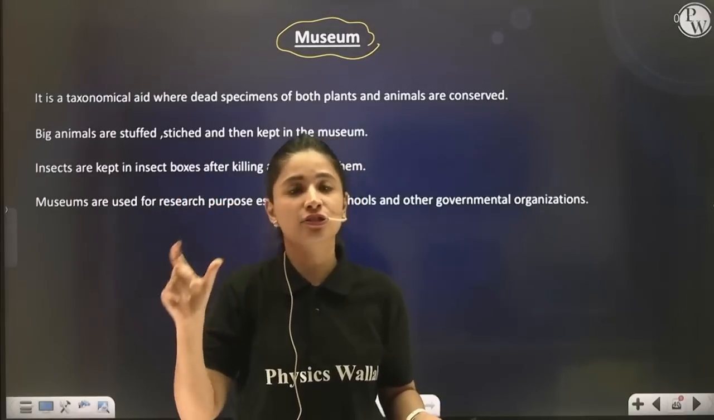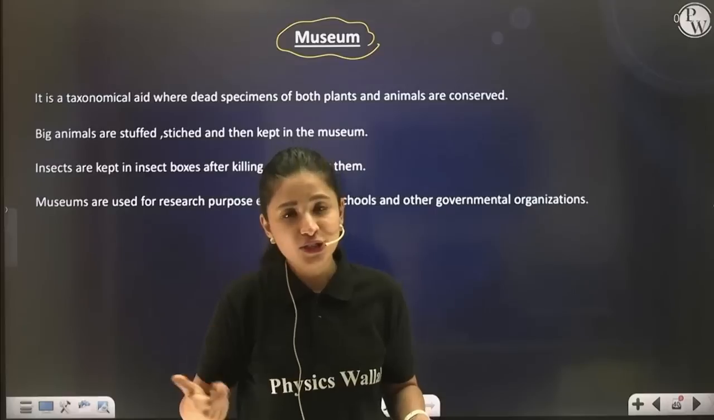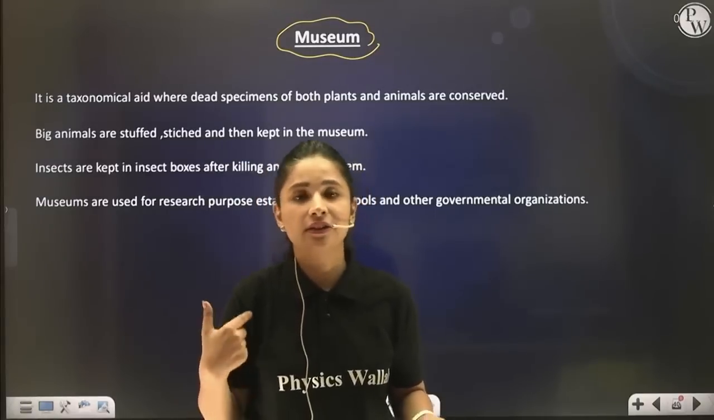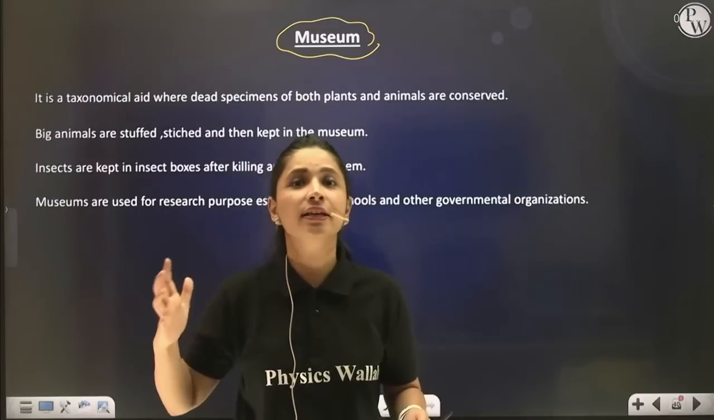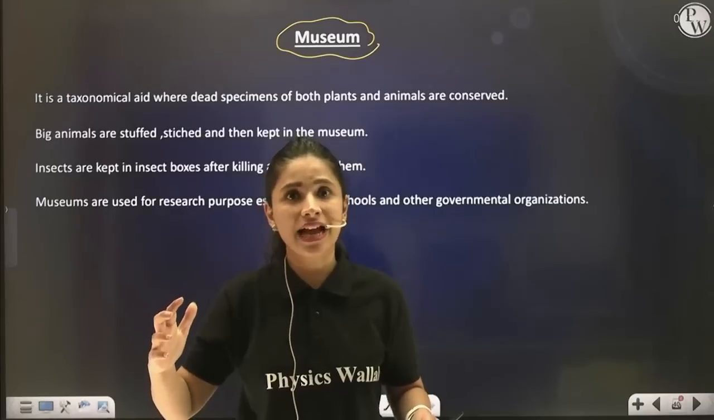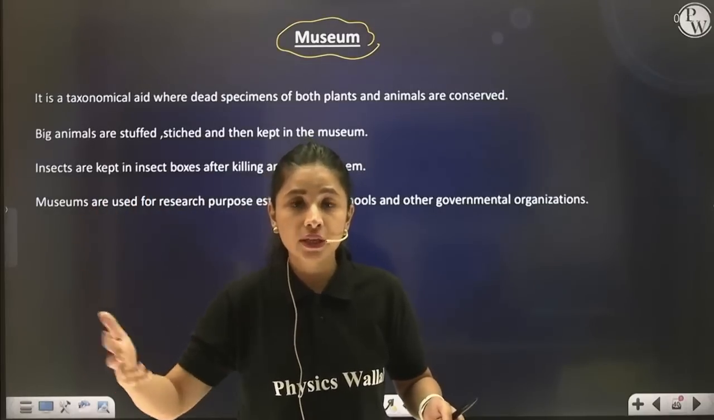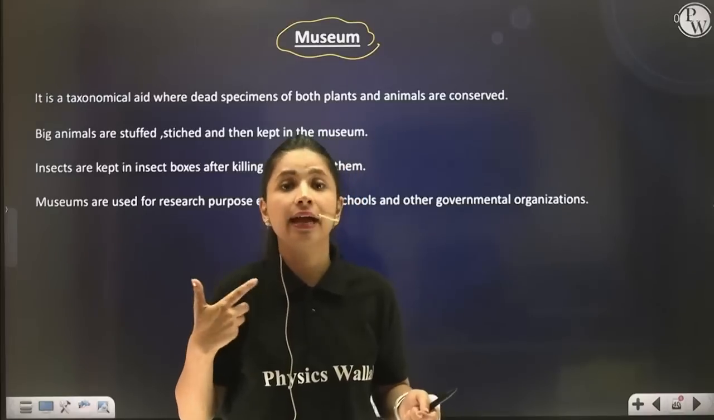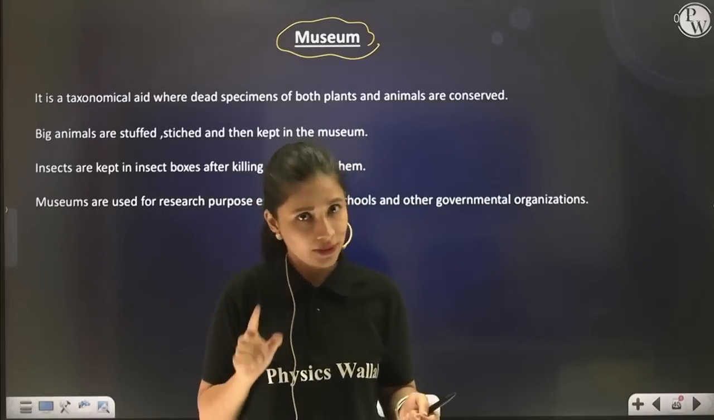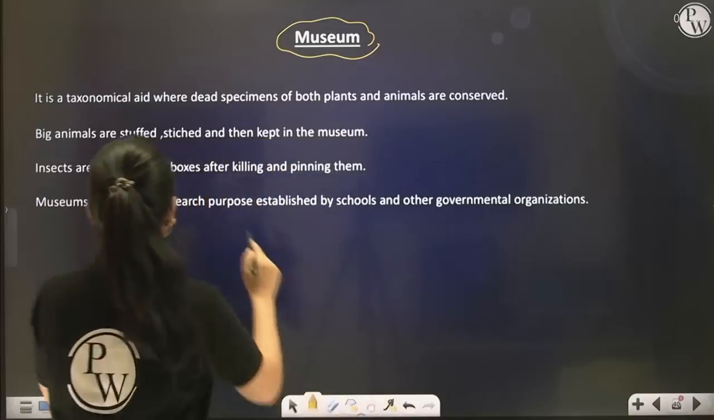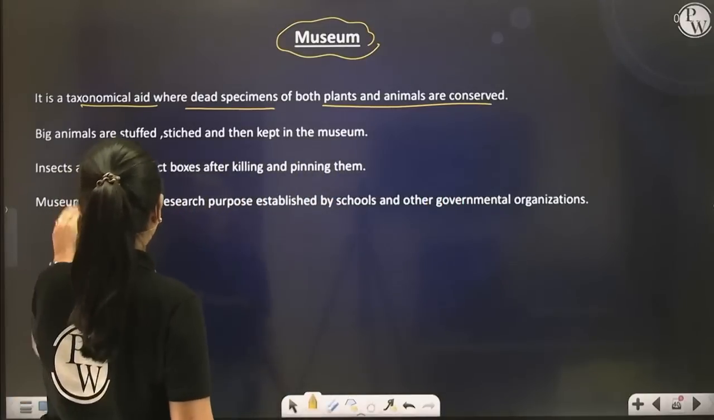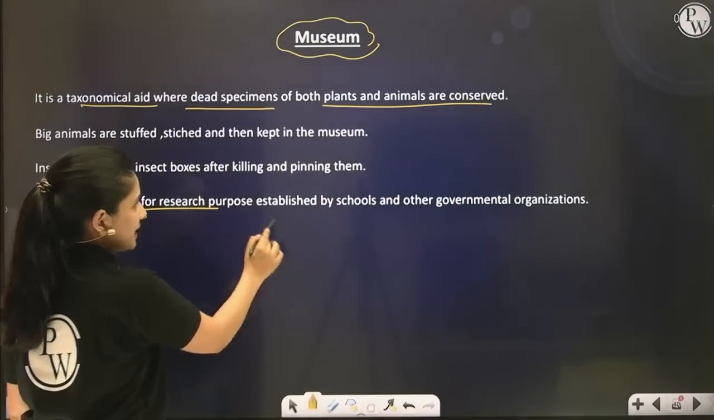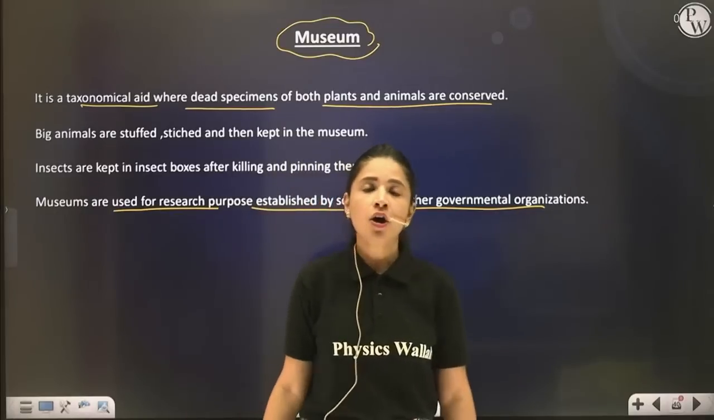It is also one of the taxonomical aids because researchers, scholars, students visit museums for study purpose, for research purpose. Museums are established by schools and government. Schools and governments establish museums for students, for the people to visit and learn something. Yes or no? Come on, read it. So it's a taxonomical aid where dead specimens of both plants and animals are conserved. Then museums are used for research purpose and established by schools and other governmental organizations.